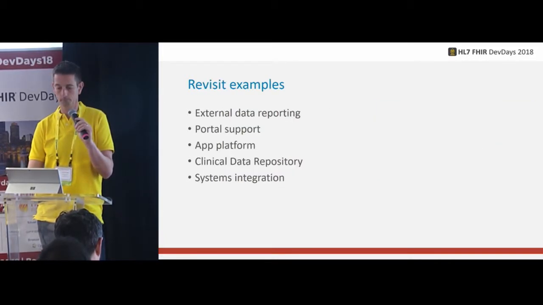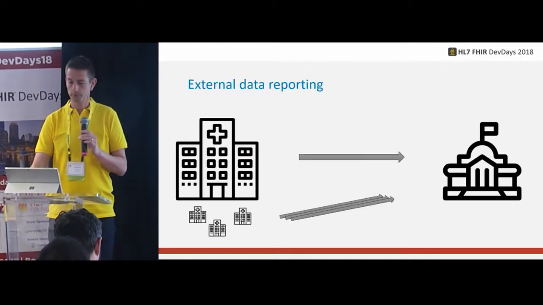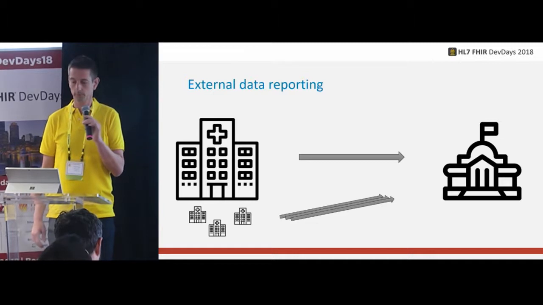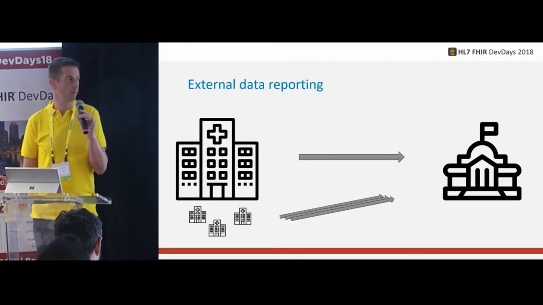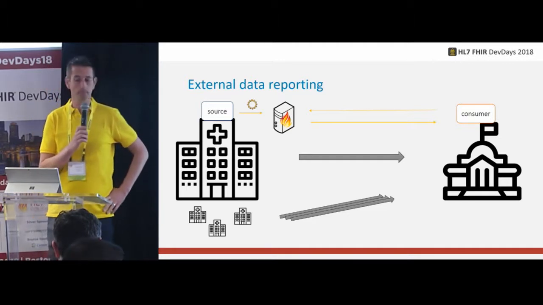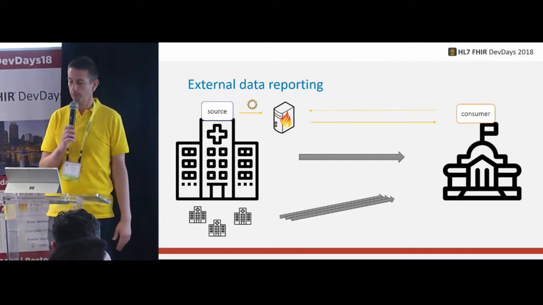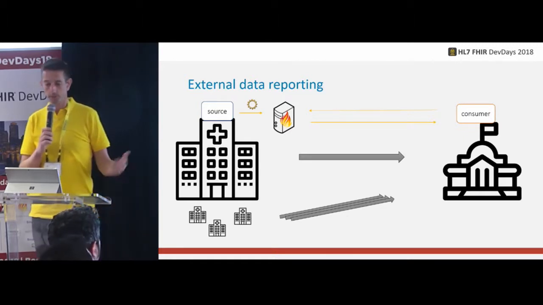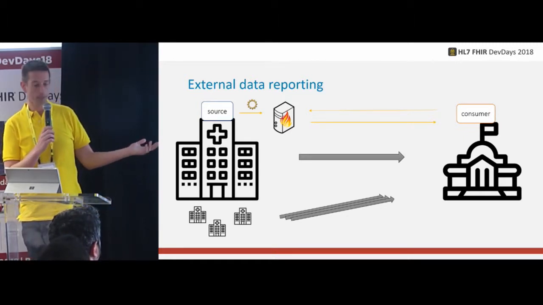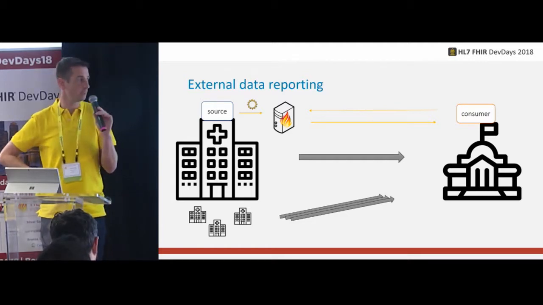Now, if we map this to the examples that we had, what do we get? First, the external data reporting. How would we solve this with FHIR? First of all, the source is obviously the hospital, the consumer is the government. We could put a FHIR server at the hospital, it maps its data to that FHIR server, and the government just asks for it when it needs it.